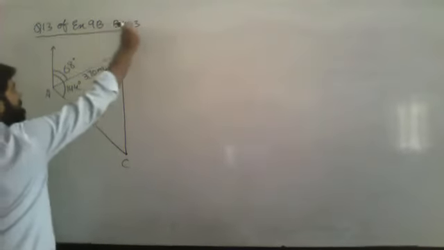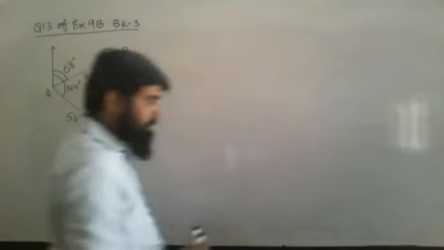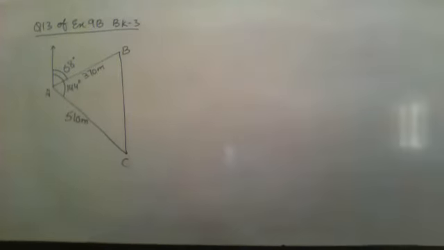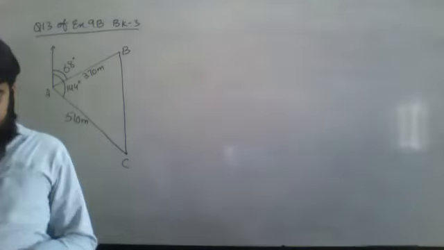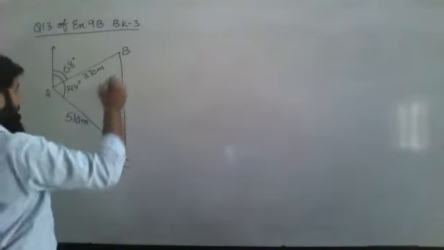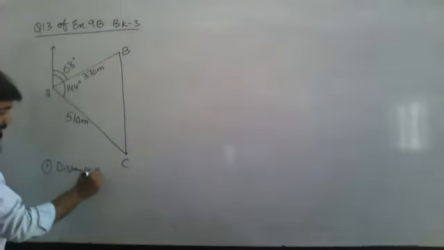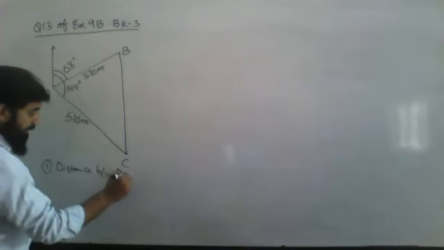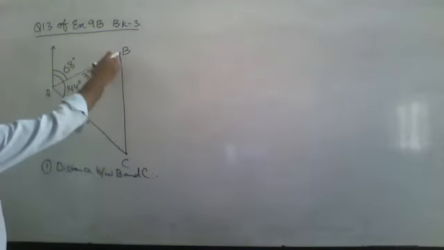Exercise 9B. This is your diagram given to you. The question is saying that three or four parts are given over here. The first one is I have to find the distance between B and C. So this is your B and this is your C.